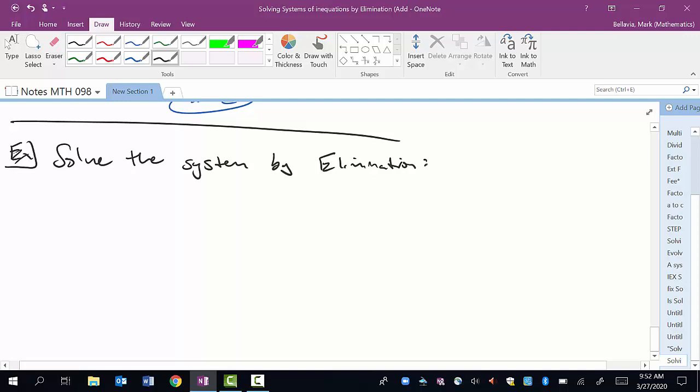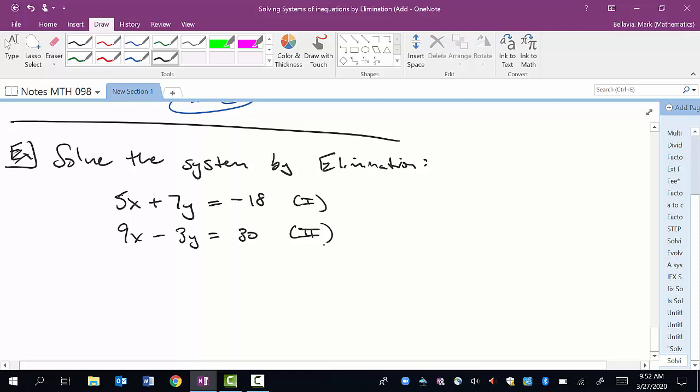So we would have, let's say, 5x plus 7y equals negative 18. I'll label that equation 1. And the second one, 9x minus 3y equals 30. We'll label that equation 2.